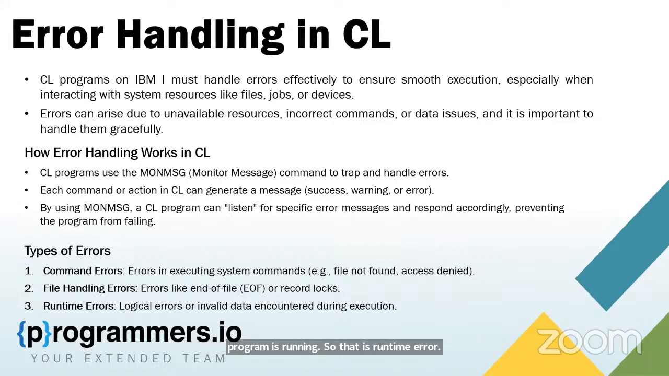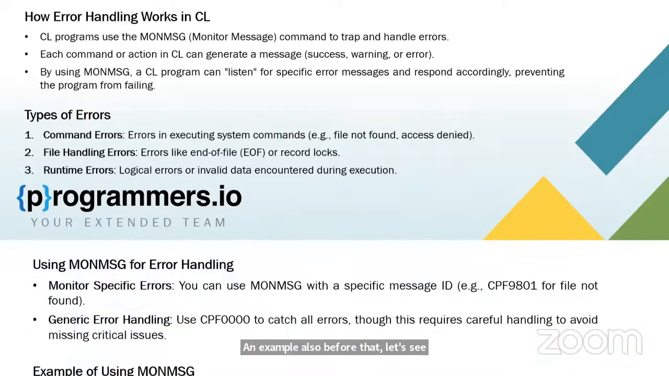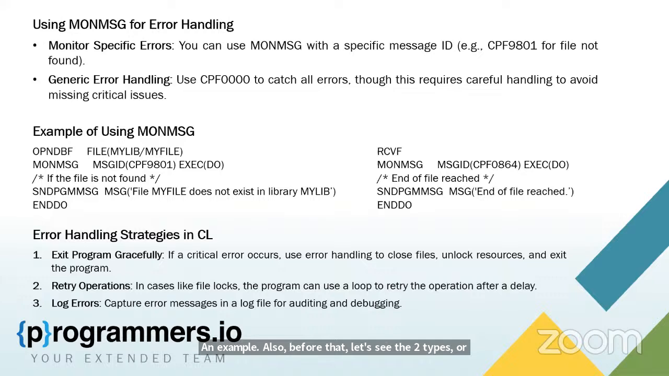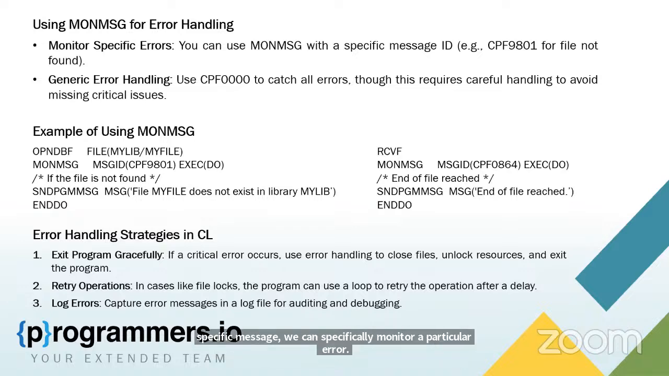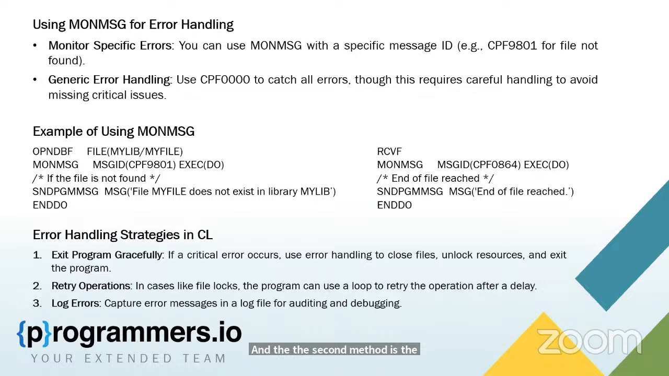All right, so here we have an example also. Before that, let's see the two ways of handling the errors. First one is the specific error: we can monitor a particular error using a specific message ID. The second method is the generic method, in which we use CPF0000, which captures all types of messages and errors, to prevent critical issues and to stop the program properly. In this way, you can see here we have two examples.